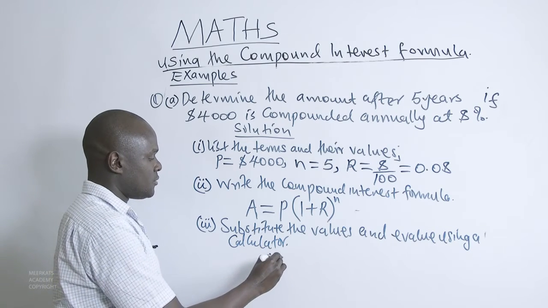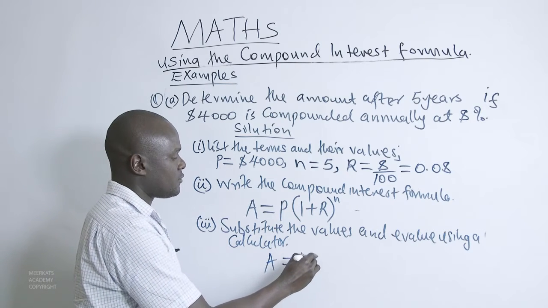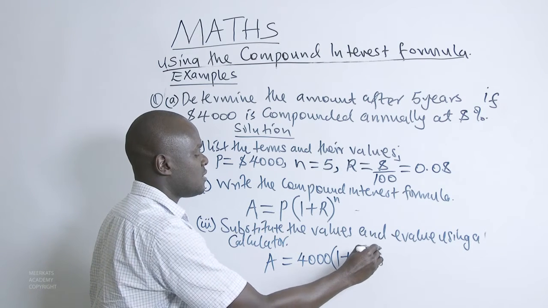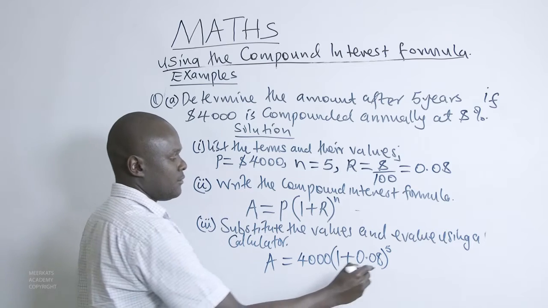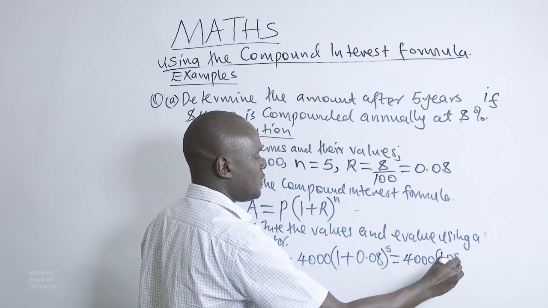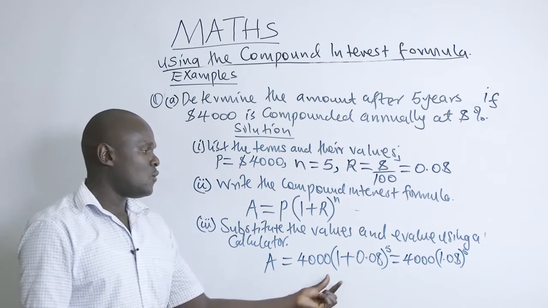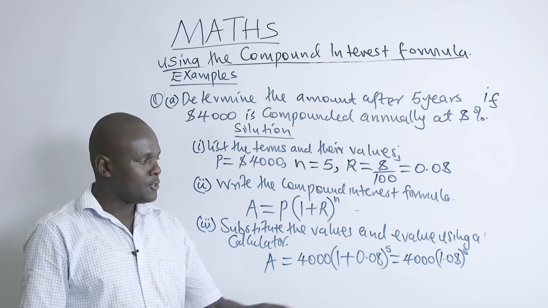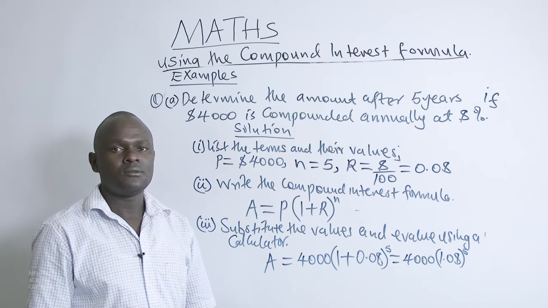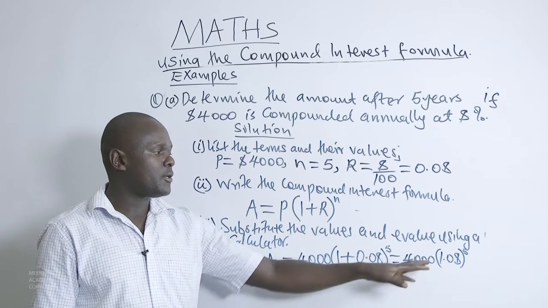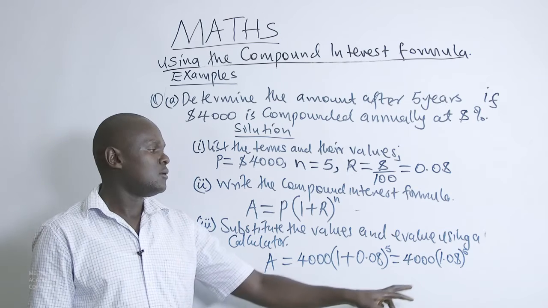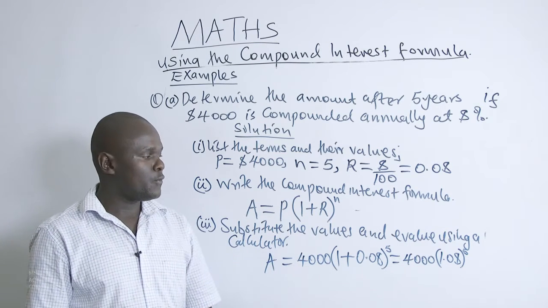So we have the amount, we substitute in the value for the principal, which is 4,000. 1 plus the rate is 0.08, and the number of periods is 5. And this will give us 4,000 into bracket 1.08 raised to power 5. So this value here, 1.08 raised to power 5, is what will make us seek the help of a calculator. You press 1.08 raised to power 5, you press the equal sign to get the answer, then that answer you multiply with 4,000.